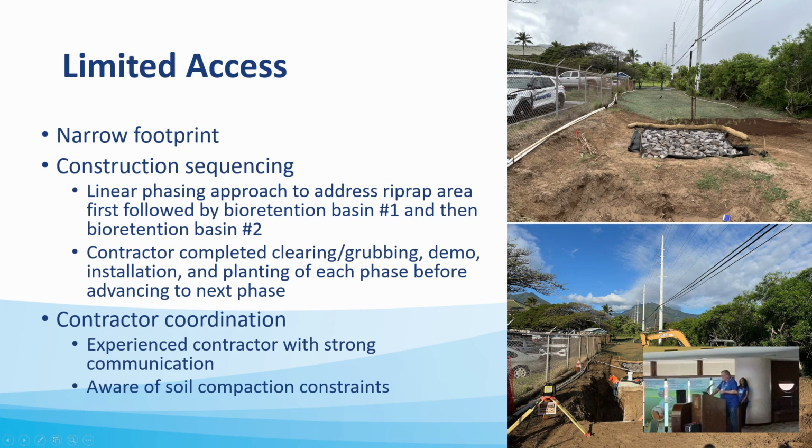Limited access. Because of the narrow site access, the contractor sequenced the work in phases rather than completing the civil portion all at once. Each stage included clearing, demolition, installation, and immediate plantings and irrigation before moving forward. This approach minimized soil compaction, maintained progress, and ensured the project met specifications despite access limitations.